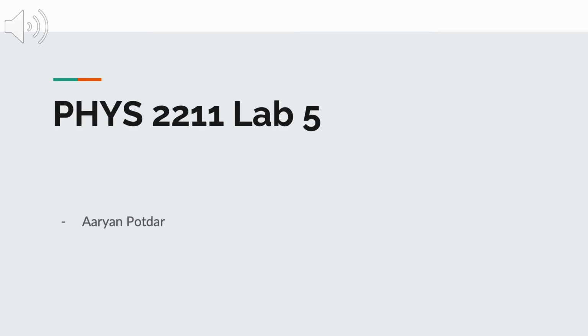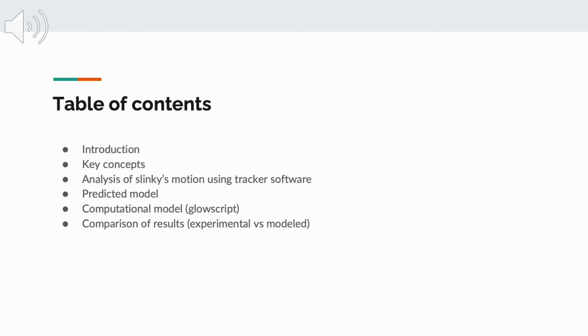This is Lab 5 for Physics 2211 at Georgia Tech. This lab is based on analyzing the motion of a slinky. First, I'll introduce the system and its surroundings, then I'll go over some key concepts. Next, I'll analyze the motion of the slinky using the Tracker software.